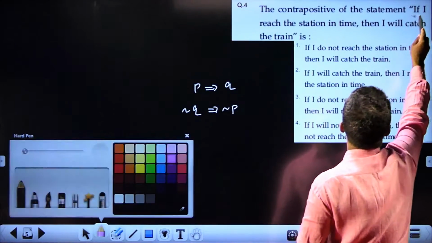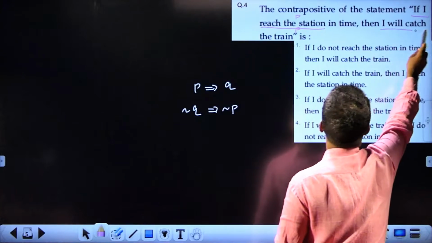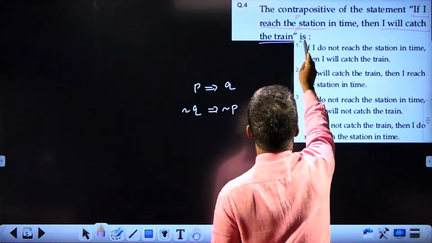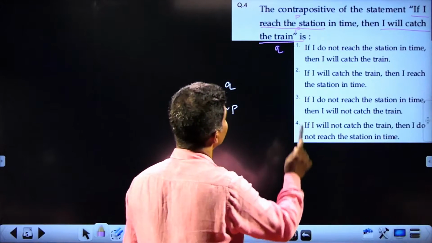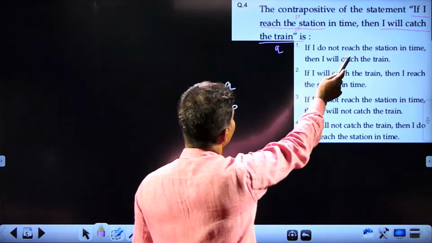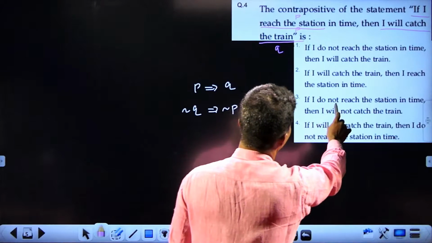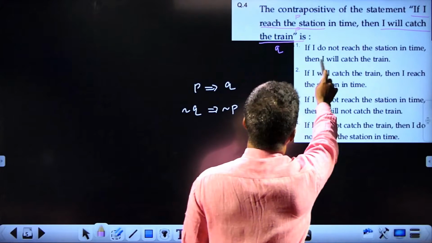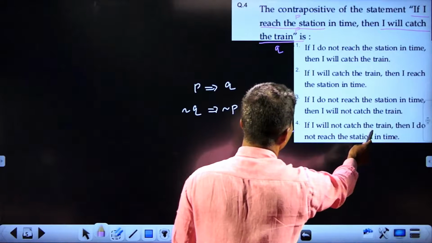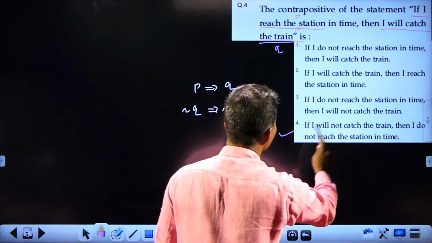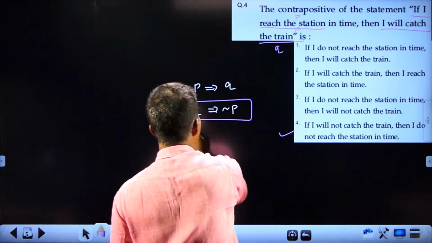If I reach the station, this is P, then I will catch the train, this is Q. What you need is negation Q implies negation P. So what is it? If I will not catch the train, then I do not reach the station. It's a negation. So negation Q implies negation P, option 4.